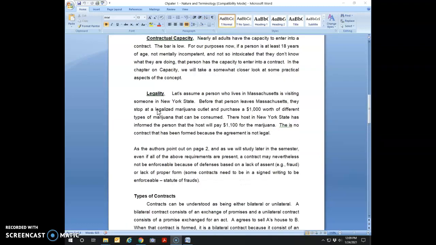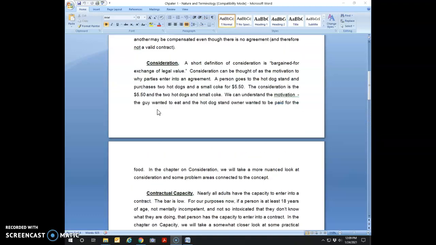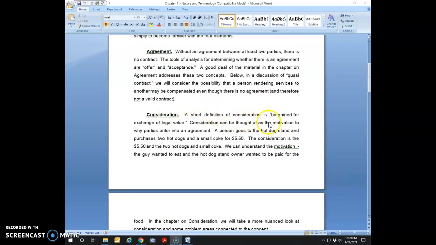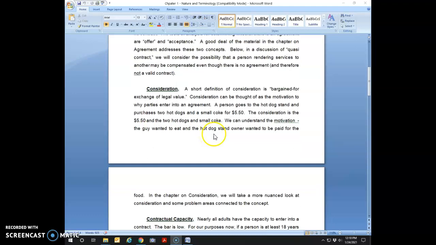Let's go back up. We've got agreement. We then have consideration, which we could call bargained-for exchange of legal value. And I like the thought that it can be thought of as the motivation why parties enter into a contract. You go to the hot dog stand and you get 2 hot dogs and a small Coke for $5.50. The consideration is your $5.50, and the hot dog vendor's consideration for you is the 2 hot dogs and a small Coke.